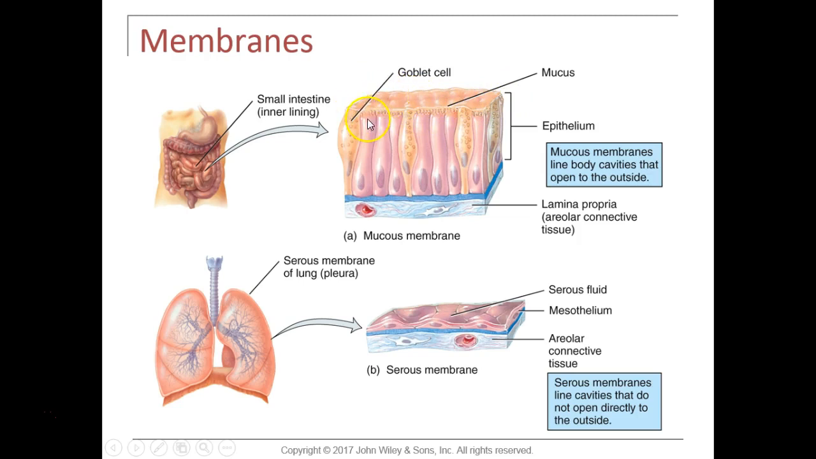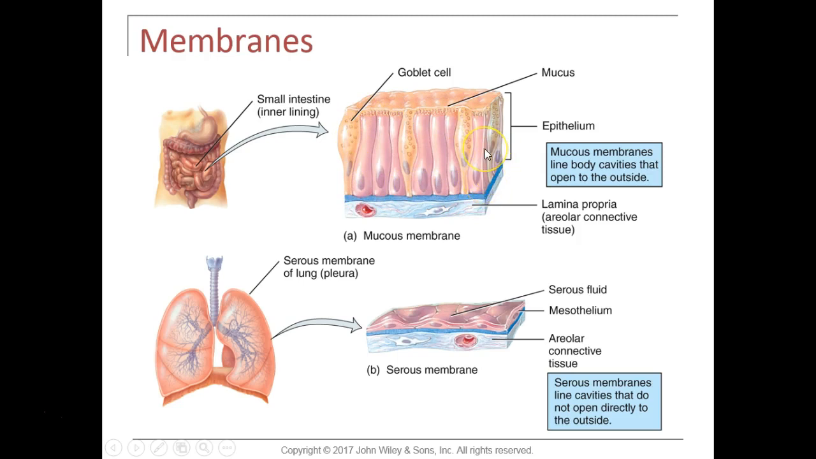So these mucous membranes are located lining your digestive tract. Here they show the small intestine. This particular tissue type is considered to be a simple, non-ciliated, columnar epithelium. It is considered to be a mucous membrane.